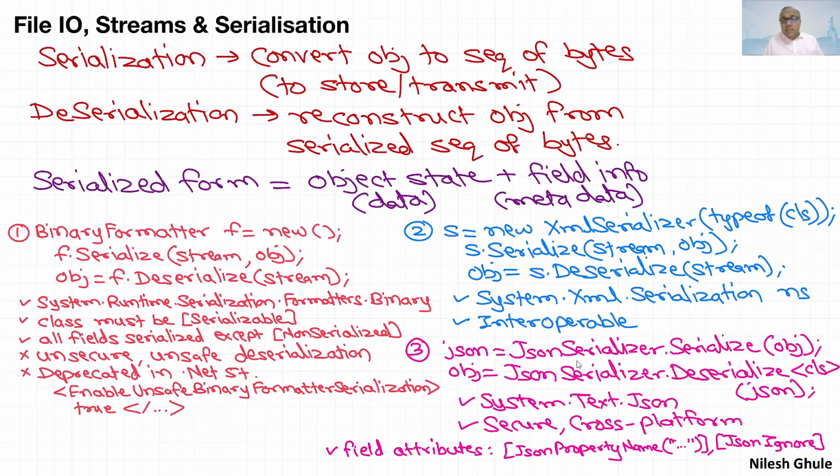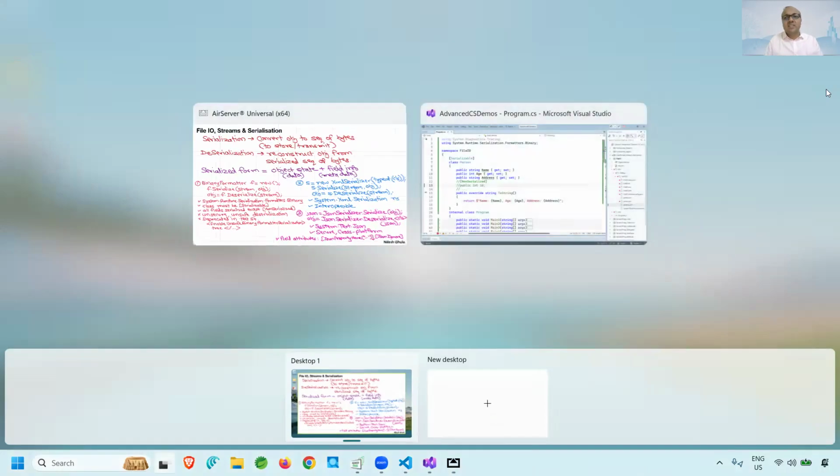For that, there is a ready-made class called JsonSerializer in System.Text.Json, which is very much part of the .NET framework. JsonSerializer is a bit different because it has static methods Serialize and Deserialize. There is no need to create a separate object as we did for BinaryFormatter or XmlSerializer. Here we can directly say JsonSerializer.Serialize or Deserialize. Let me show you the demo of JsonSerializer.